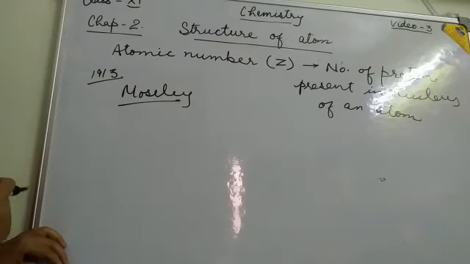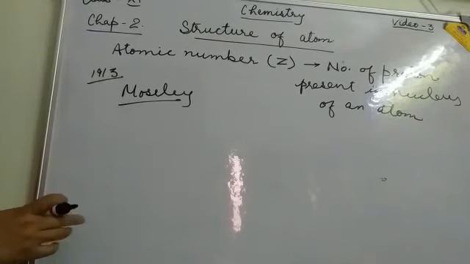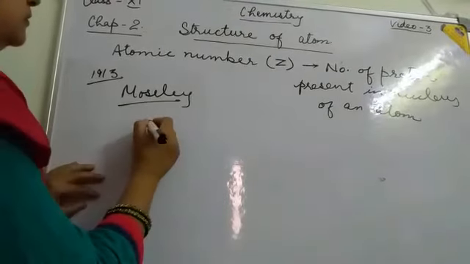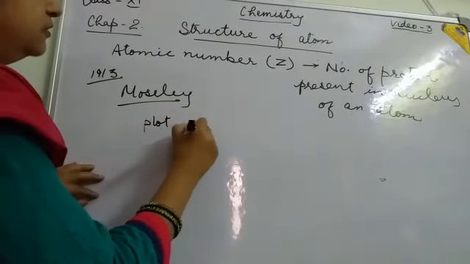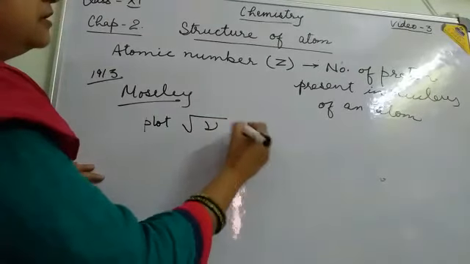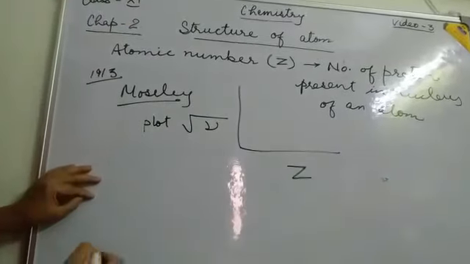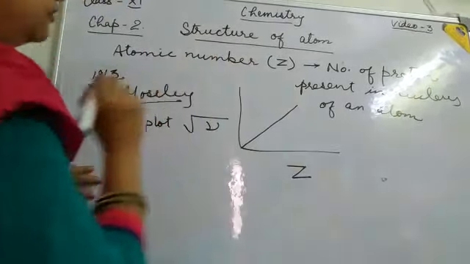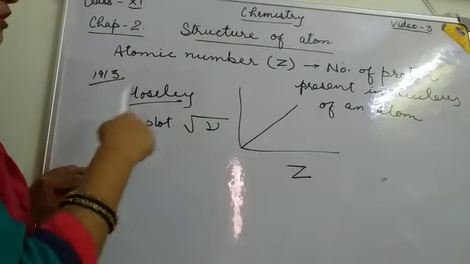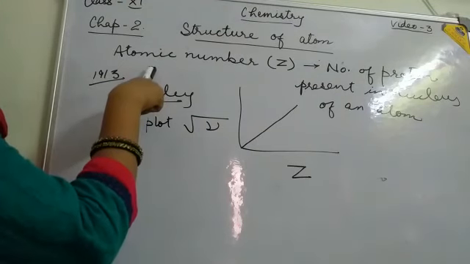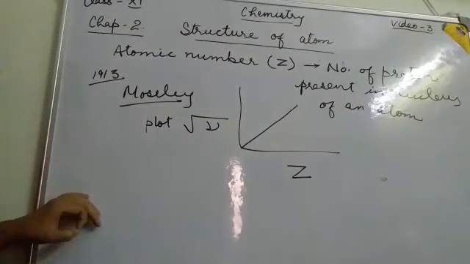By observing those lines, he found that the spectral line is due to the number of protons present in the atom, and a plot of wave number against the atomic number gives a straight line. On the basis of this plot, Moseley proposed that the atomic number of an atom is the number of protons present in the nucleus of the atom.